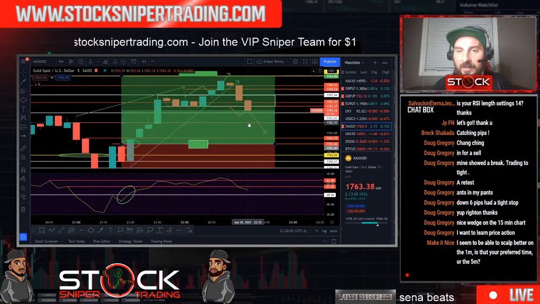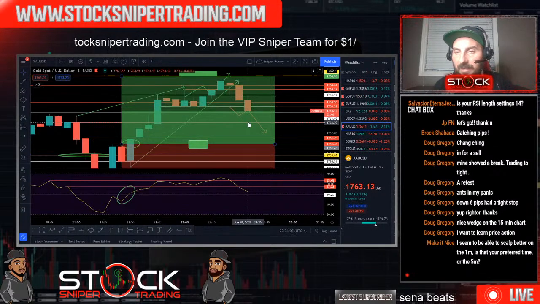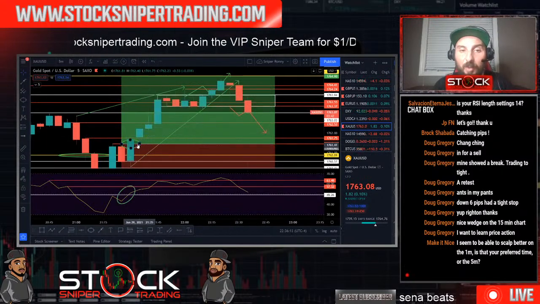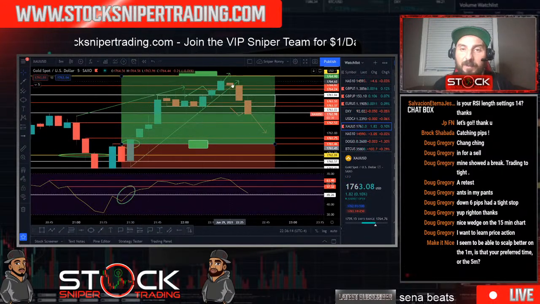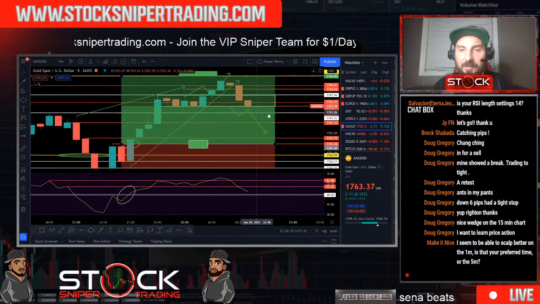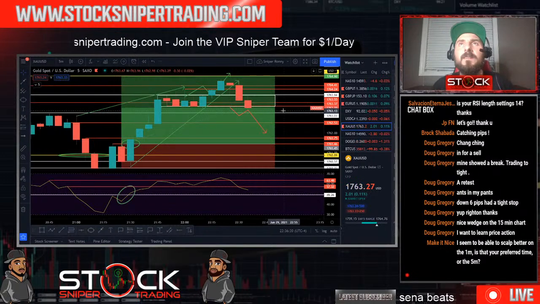Get ready. This is a bearish, there it goes. And it can come down to 1762.55 and possibly right back down to where we took the trade. This could be a full retracement from where we started right over here, guys, okay?